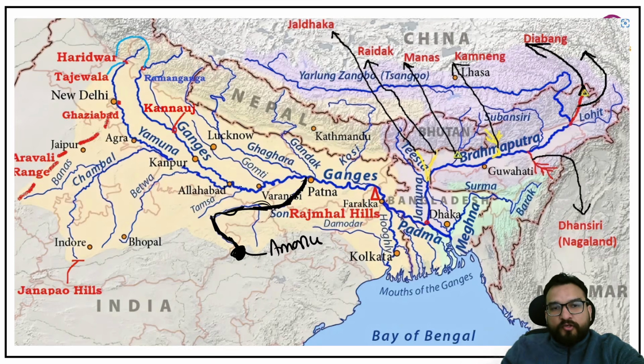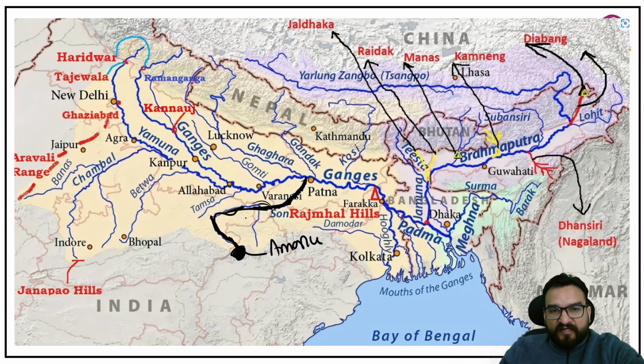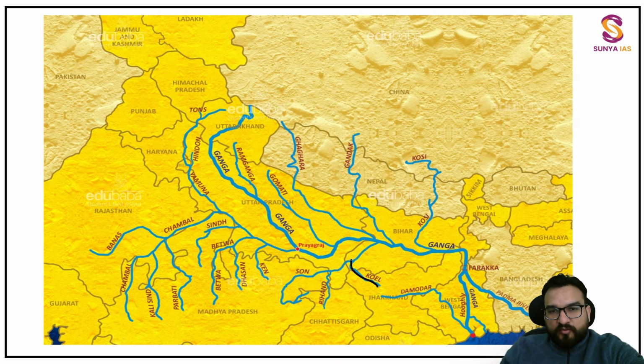And the important tributaries of Son are Rihand and Koyal. You will find Rihand over here, very important. And Koyal. Koyal flows from this particular Jharkhand area and merges like this. Let me show you Koyal over here. This is Koyal. Koyal will be merging over here in Bihar. Then Rihand will be merging somewhere like this. This is Son, flowing upward.